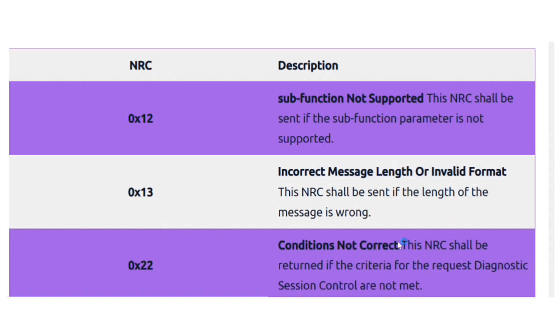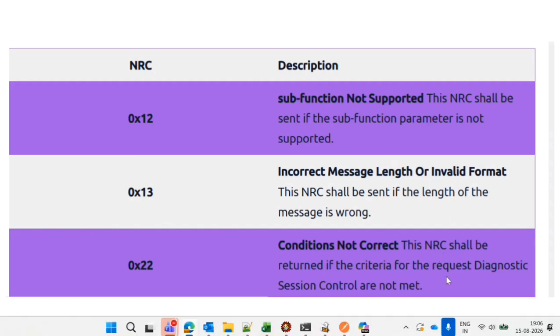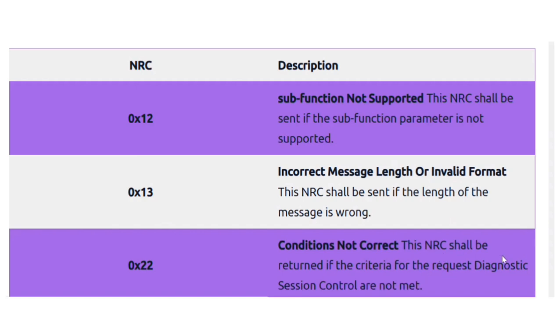22, conditions not correct. This NRC shall be returned if the criteria for the requested diagnostic session control are not met. For example, when we are trying to flash new software into the ECU, but the vehicle is not in a stable position. I mean, it is not parked, it is not in ignition off, so the vehicle is moving.